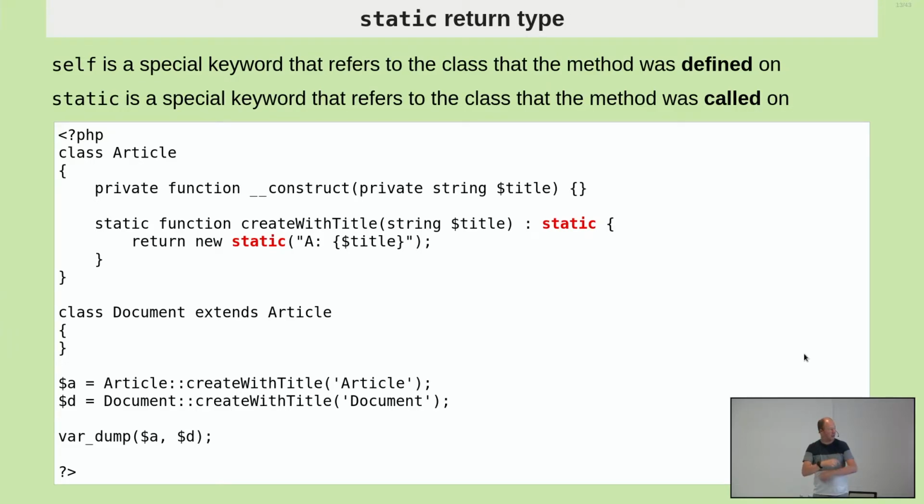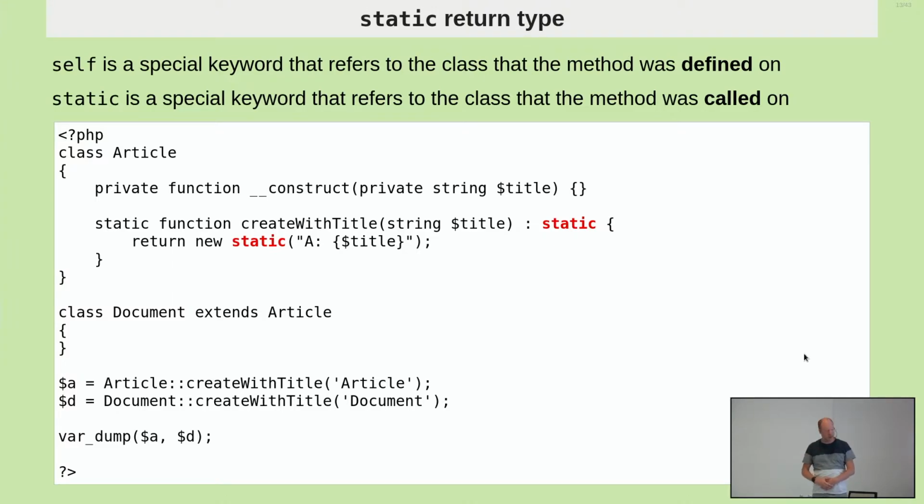So in this case, if I have these two examples here, like article create with title, because create with title is defined on article, it is, sorry, I'm saying this the wrong way around, am I not? My apologies. I even put it on this slide and I still went the other way around. So self is what it is defined on. So if I call it on article create with article, it's the keyword self. If it is static, it means it is what it is currently called on.